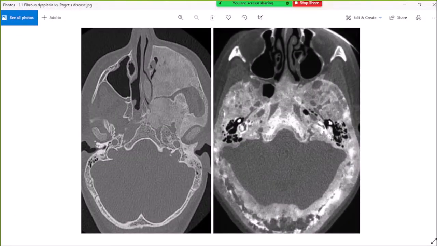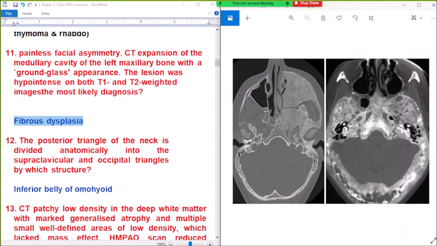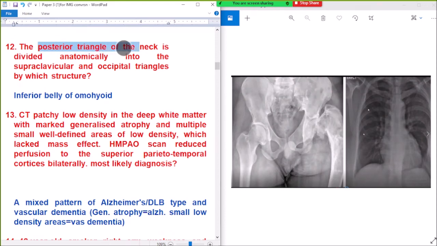Paget's disease, okay, the fibrous supply of ground glass appearance. Paget's disease will have irregular bones, trabeculations, vertical, coarse trabeculae. Okay. Question number 12. The posterior triangle on the neck is also Paget's disease in the hip joint.